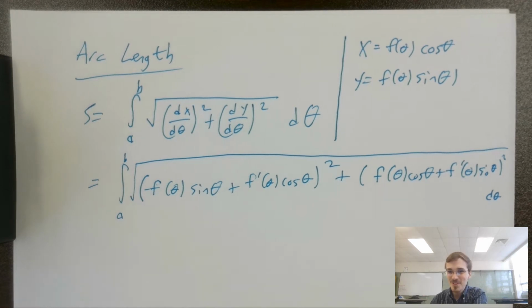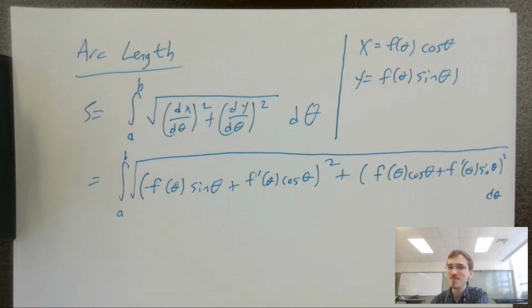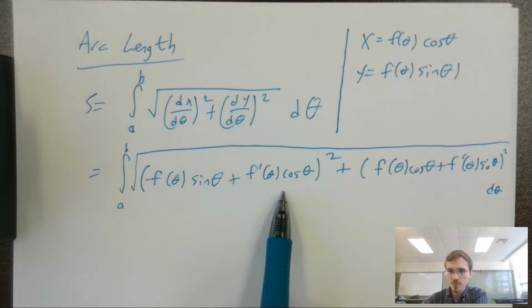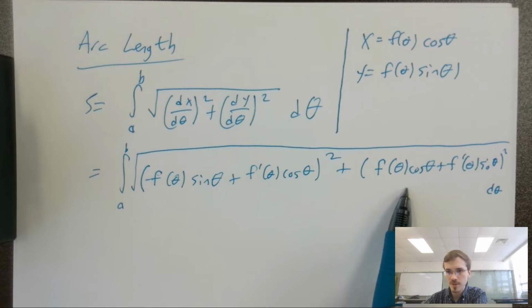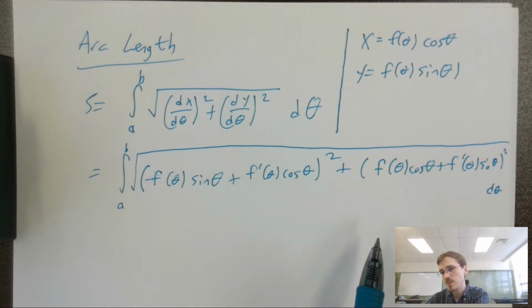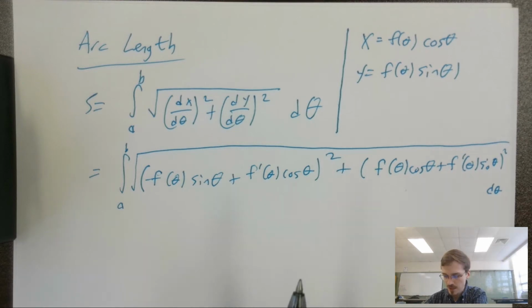Yeah? And I know that this looks even worse, but it's not. So what I want you guys to do now, expand this out. So distribute the square here, distribute the square here. Use the fact that sine squared theta plus cosine squared theta is 1, and you'll see a nice reduction. Pause the video, give it a shot.